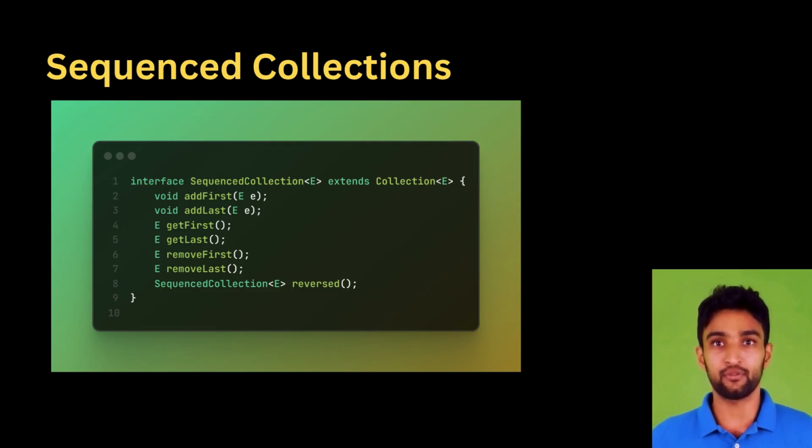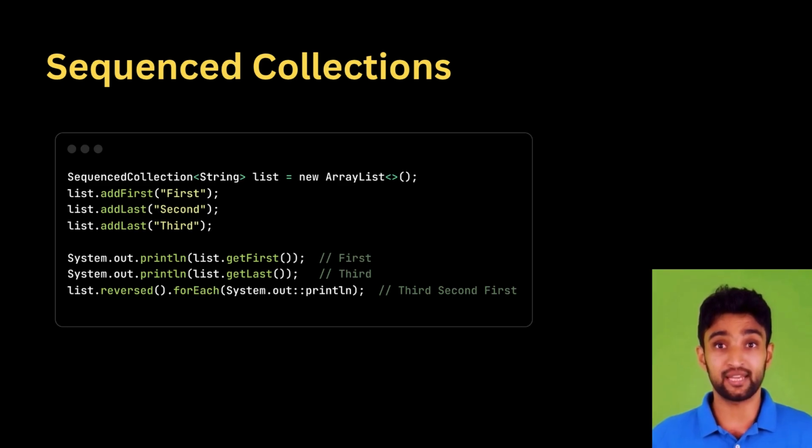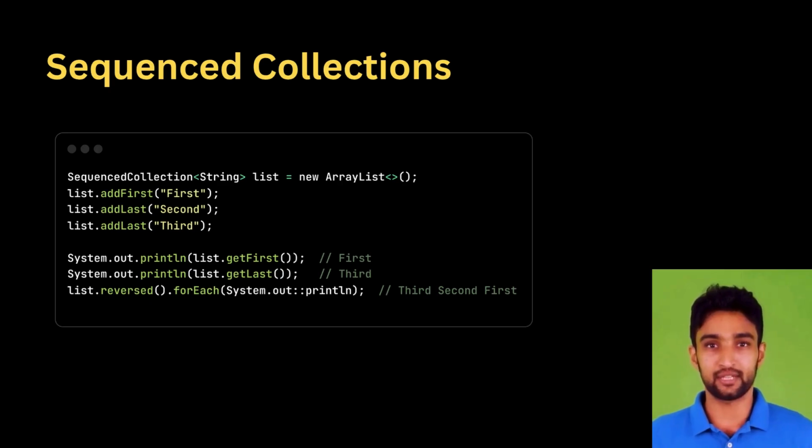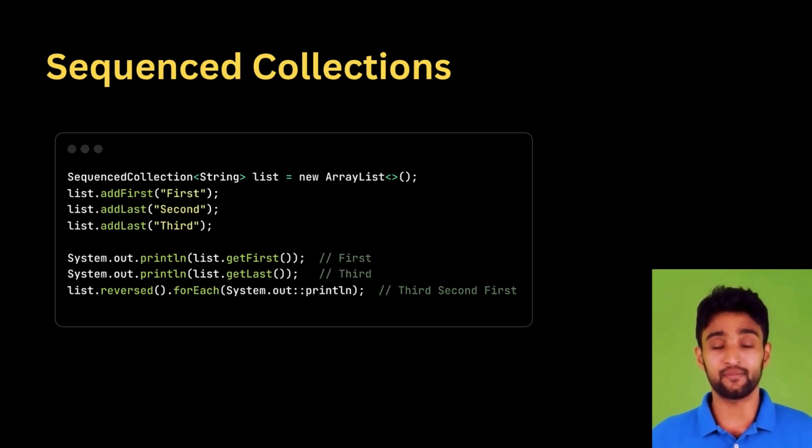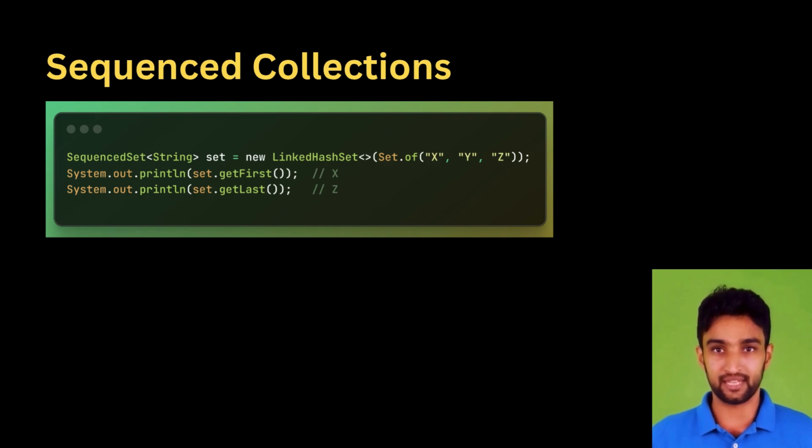You can also get a reversed view of the collection without physically copying the elements, which is super handy. We can achieve this by calling the reversed method. Let me show you how this works with a simple example. You can create a sequenced collection using an array list, add elements to both the front and the end, and retrieve them consistently, like you see here. It works similarly with linked hash set, which now implements SequencedSet. You can get the first and last elements of a linked hash set reliably and reverse its view as well with this code.